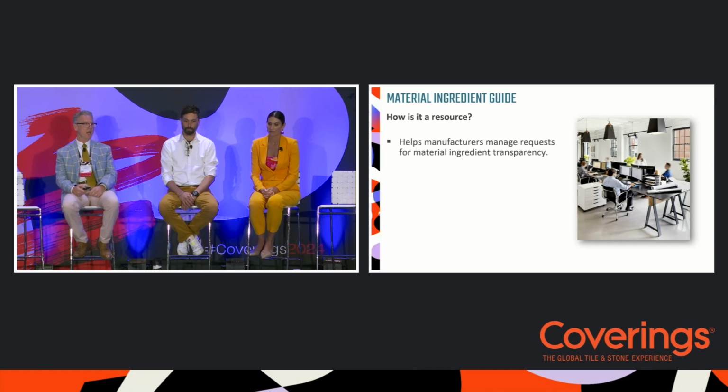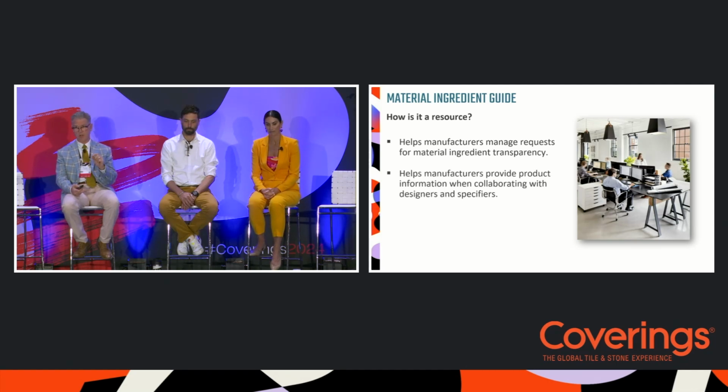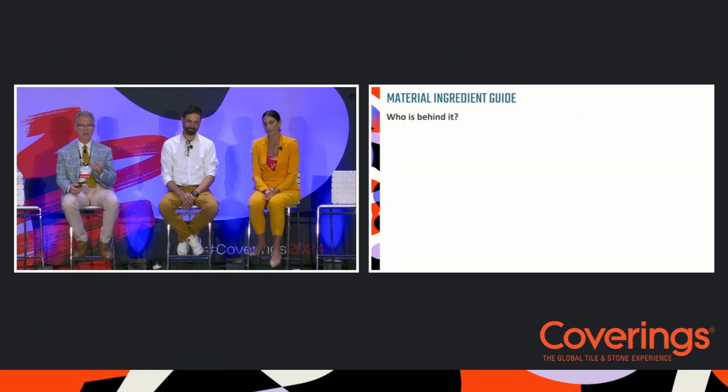So the actual document, the Material Ingredient Guide, it's a free download from the Tile Council's website. And I really encourage you, it's 30 to 40 pages long. It's pretty meaty, and there's a lot of really good information in there. I've read it, and I encourage you to read it. And it helps manufacturers to communicate with the architect or with the designer what their tile contains.